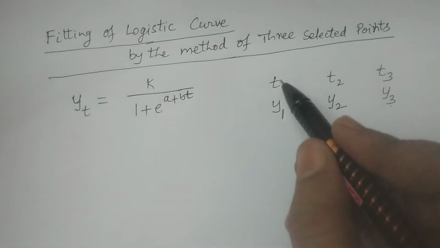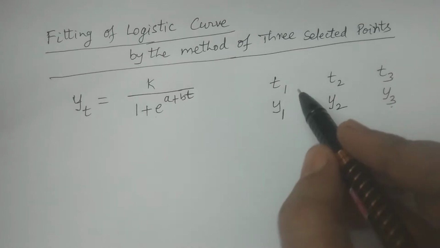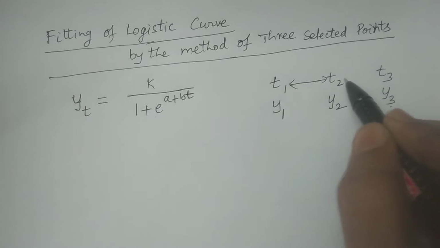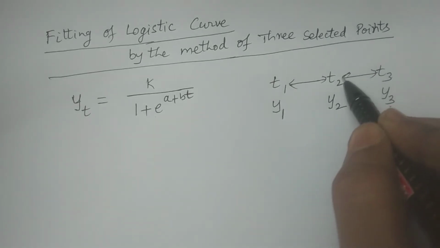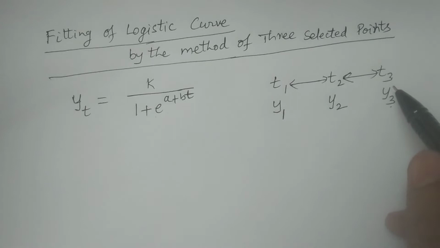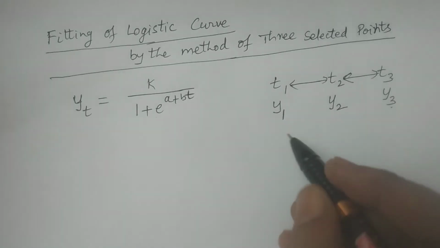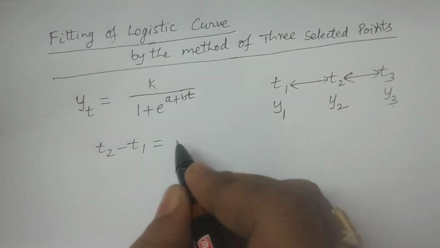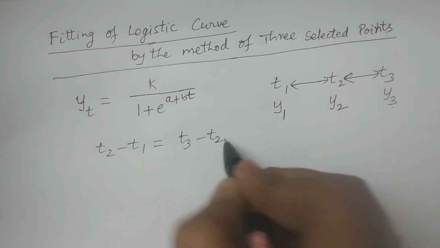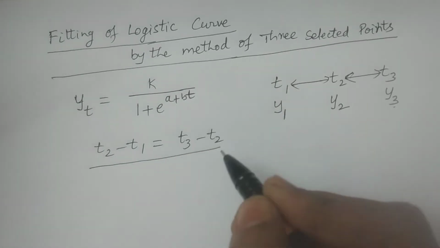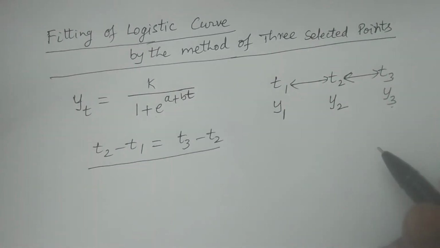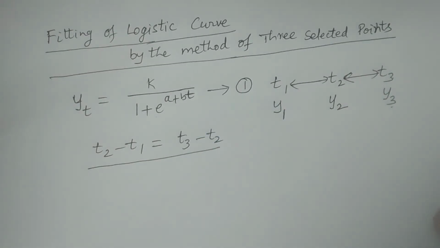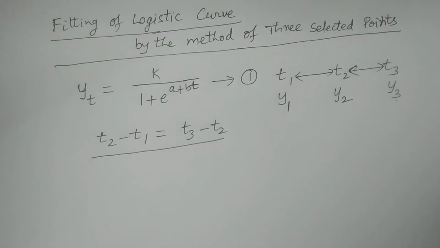So three time points we have considered, equidistant, which means the distance from t1 to t2 is equal to the distance from t2 to t3. That is, t2 minus t1 equals t3 minus t2. These are equal. That is another point you have to observe. I am considering this as equation 1, the original logistic curve.